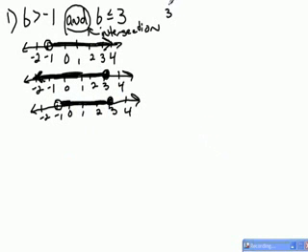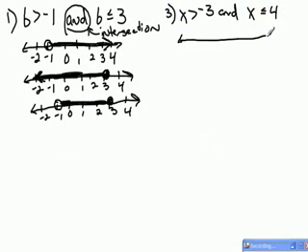Okay, moving on to number 3. Number 3 says x is greater than -3 and x is less than or equal to 4. So again, I'm going to graph them. This time I'm going to go from -3 all the way up to 4. I made mine a little too small, sorry. X is greater than -3 means it doesn't include -3, so it's a circle. And it's greater, so it goes this way. And there's an arrow on the end.